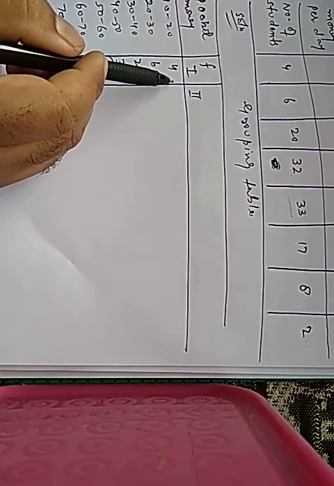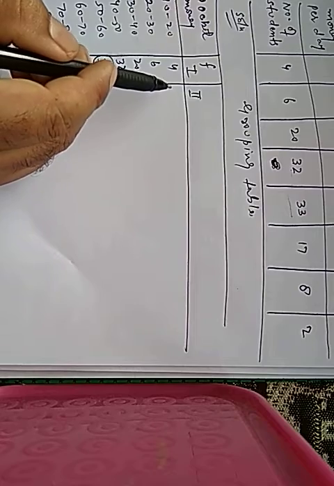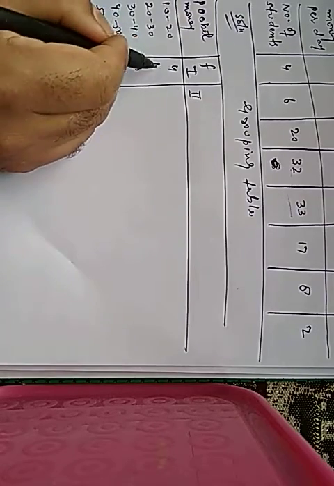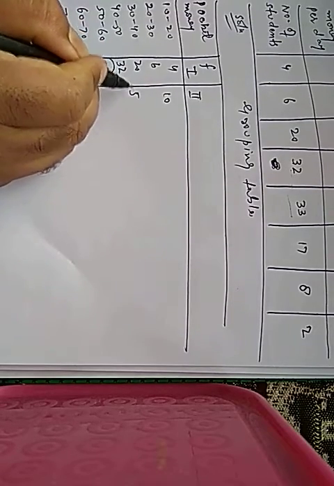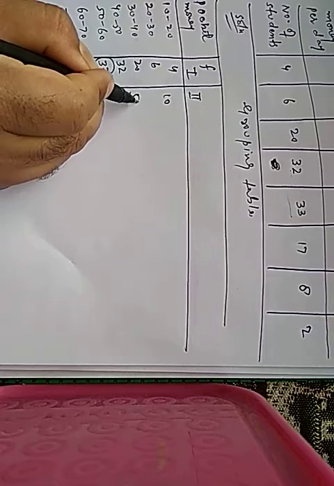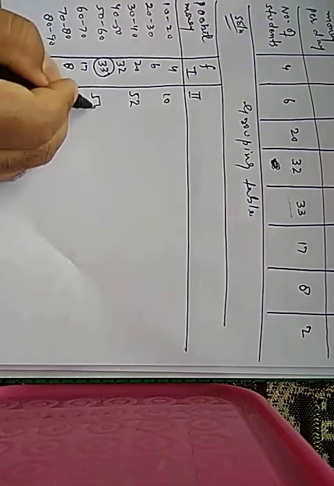We add the frequencies in twos and encircle the highest frequency. It will be 6 plus 4, 10. 20 plus 32, it will be equal to 52. 33 plus 17, it will be equal to 50. And 8 plus 2, it will be equal to 10.